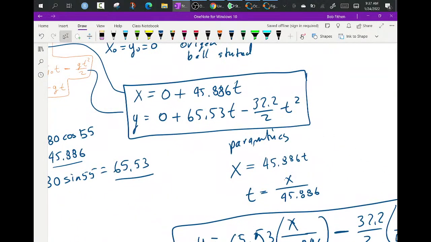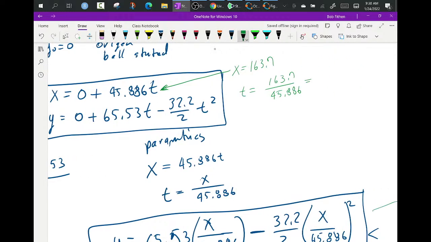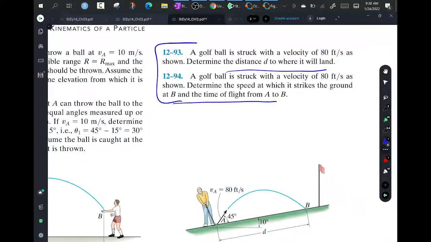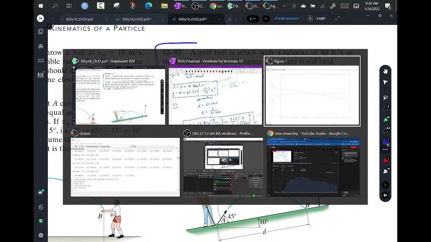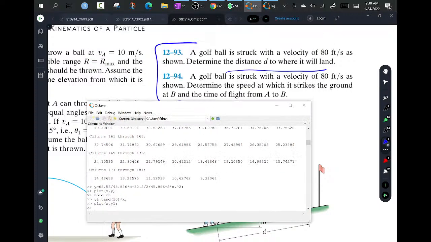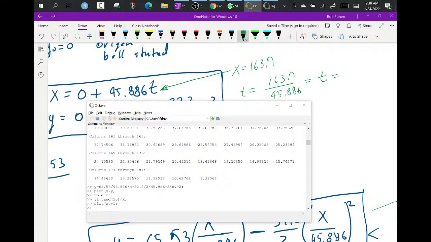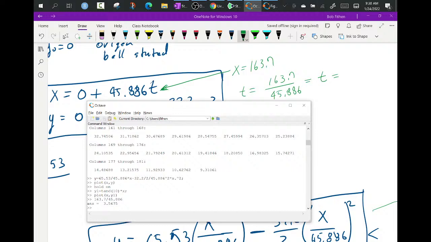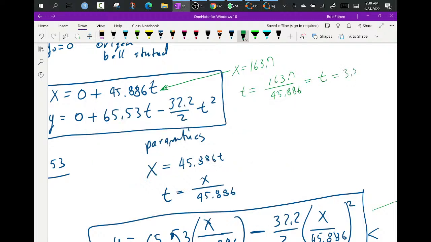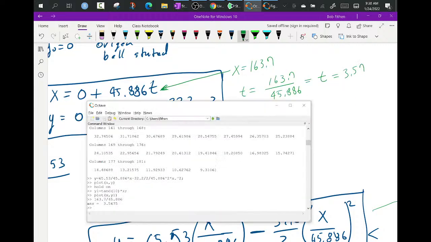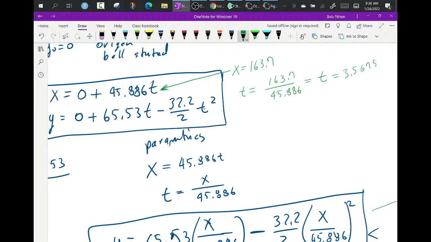So, in other words, let's put it like this. I know that eventually, okay, what was it? X was 163.7. So if I stick in t into this equation, 163.7 over 45.886 tells me that my time was, I don't know why I did that, but okay, I'm on the wrong screen. There, now I'll do that. Okay, 163.7 divided by 45.886, 3.56, yeah, 3.57, yeah, I'll go ahead and carry the other digits, 675. That's how long it took to reach there.